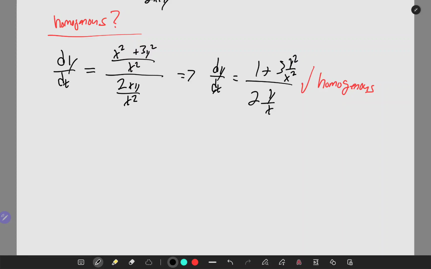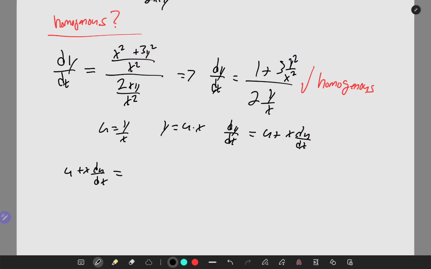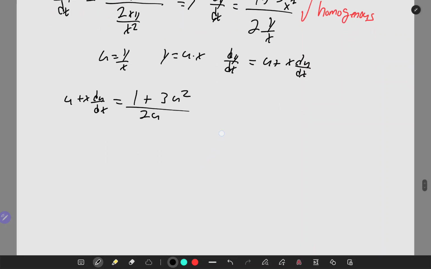So now we'll be left with u is equal to y over x, y is equal to u times x, dy/dx is equal to u plus x du/dx. So then u plus x du/dx, we substitute everything in, is equal to (1 plus 3u squared) over 2u. Yep. And then that leaves us with, let me see, we subtract that u over.